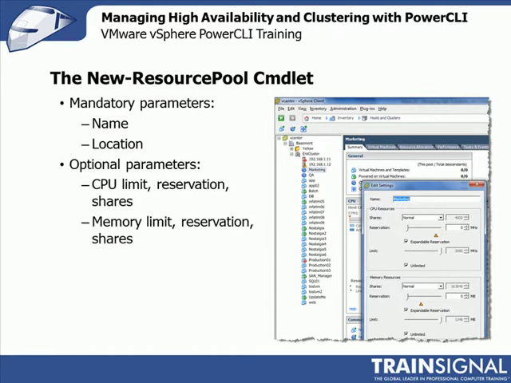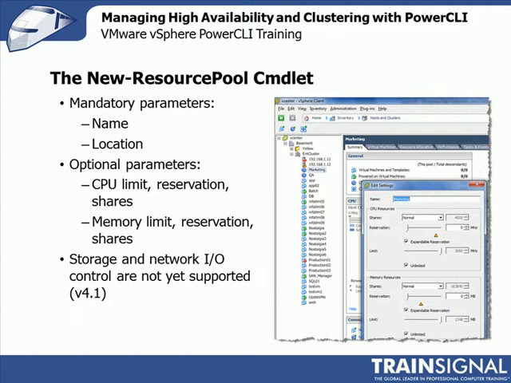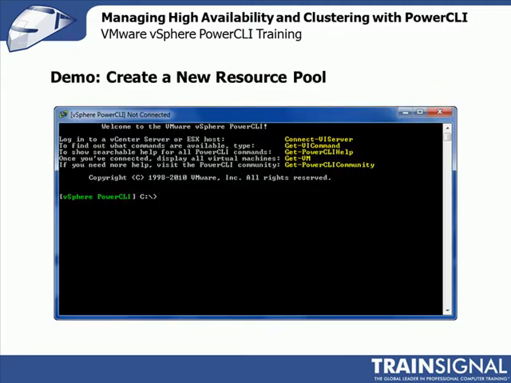We have many optional parameters related to that dialog box with the settings, which is here on the right-hand side. You have the ability to modify CPU limit, reservation, and shares, and then memory limit, reservation, and shares. I'll show you what the names of these parameters are in just a moment. Note that in version 4.1 of PowerCLI, storage and network I/O controls are not yet supported. I'm certain that that will make it into a future version. Obviously, those are very important features with vSphere 4.1. So let me show you how to work with creating resource pools and then modifying them. So let's go to the shell.